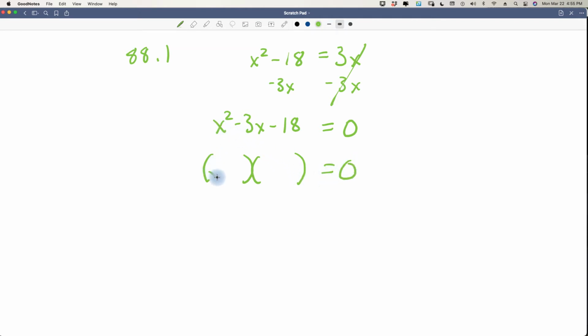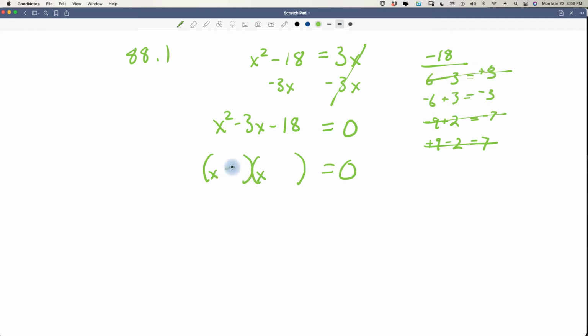We factor the first term: x times x is x squared. Now we look at the factors of negative 18 that will give us negative 3 when combined. We have positive 6 and negative 3, negative 6 and positive 3, negative 9 and positive 2, and positive 9 and negative 2. If we combine these, we get 7, so that's not it. We combine these, we get negative 7, that's not it. We combine these, we get negative 3. If we combine these, we get positive 3, that's not it. So it's this one right here.